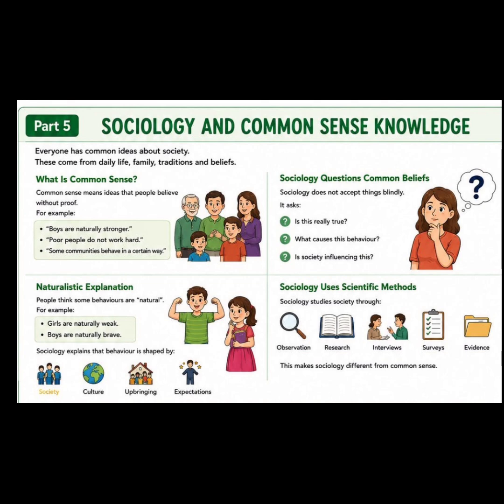Now, sociology asks such questions. Is this really true? What causes this behavior? Is society influencing this? Therefore, sociology does not accept things blindly. This part also explains about naturalistic. Now, naturalistic means people think some behaviors are natural. For example, girls are naturally weak, boys are naturally brave. These are examples of naturalistic explanation.